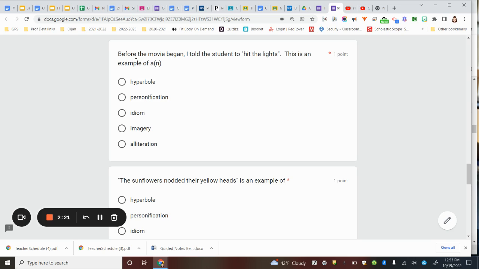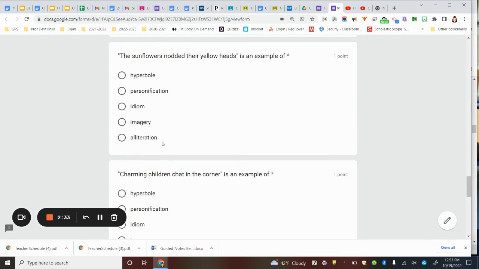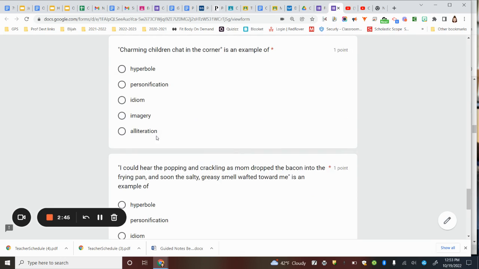The next one. Before the movie began, I told the students to hit the lights. This is an example of hyperbole, personification, idiom, imagery, or alliteration. The next one. The sunflowers nodded their yellow heads. This is an example of hyperbole, personification, idiom, imagery, or alliteration. The next one. Charming children chat in the corner. This is an example of hyperbole, personification, idiom, imagery, or alliteration.